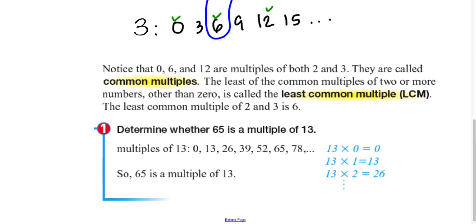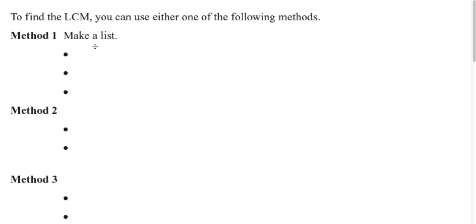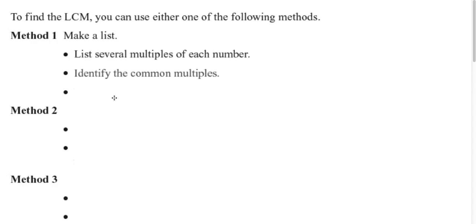So let's see how to find the LCM of two or more numbers. To find the LCM, you can use one of the following methods. Method 1: make a list. That means use several multiples of each number, then identify the common multiples, and finally the least common multiple is the LCM.